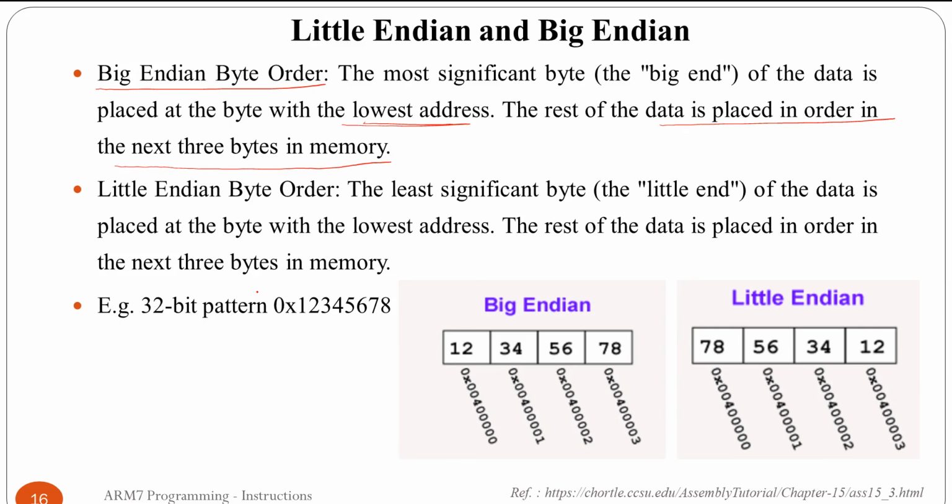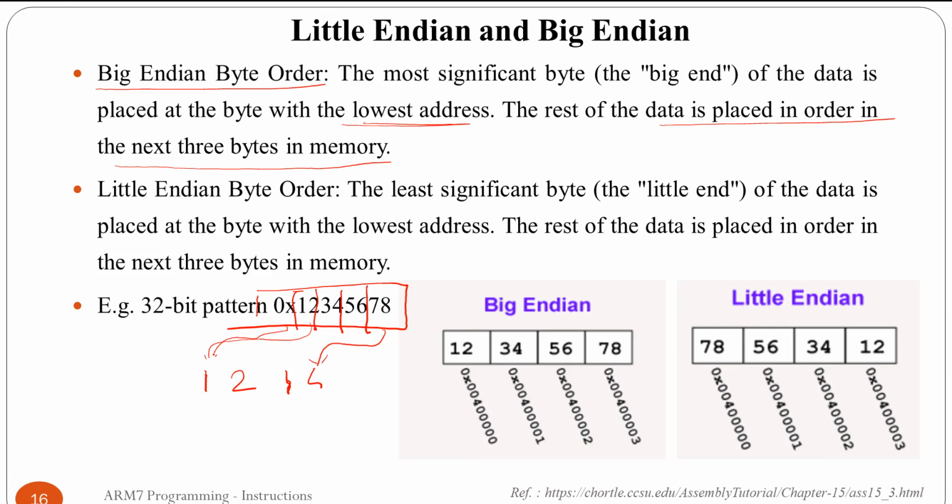Suppose we have this particular data, which is 1, 2, 3 and 4. We have 4 bytes of data, and suppose we have to store this particular data at 1, 2, 3 and 4 locations. Which byte will go into which address is normally decided with the help of this concept. In big endian, the lower byte is stored into the higher order address, and the upper byte is stored into the lower address.